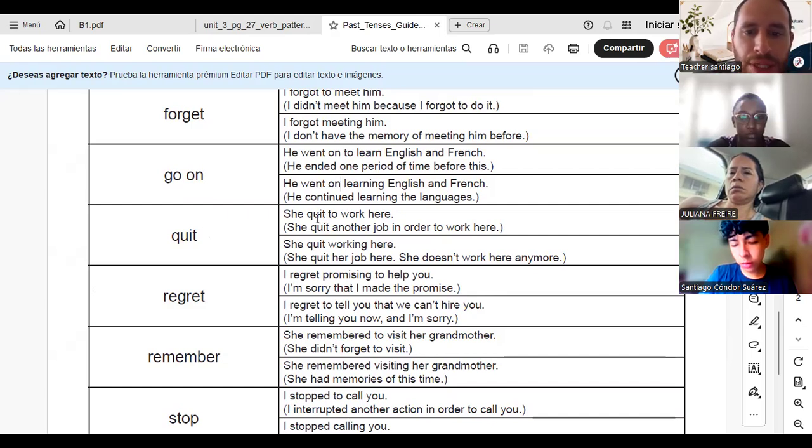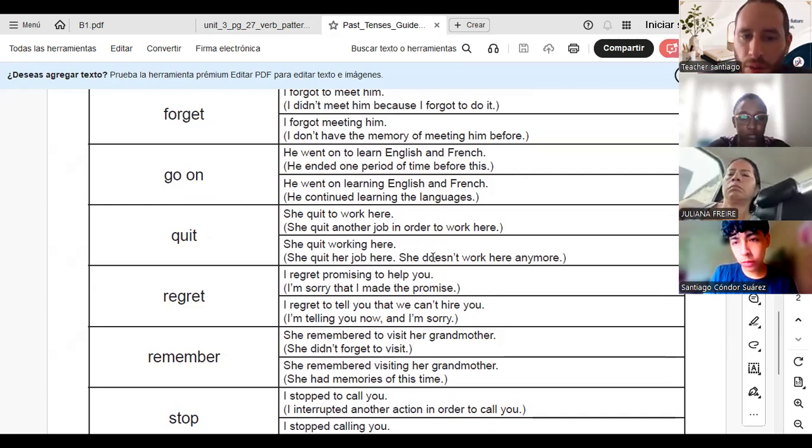Quit. She quit to work here. She quit another job in order to work here. Renunció a un trabajo para trabajar en otro lado. Infinitive. And with gerund, she quit working. She doesn't work here anymore. Simplemente ya no trabaja más acá. Renunció porque se aburrió del lugar. No porque tenga otro trabajo, sino porque se aburrió del lugar.